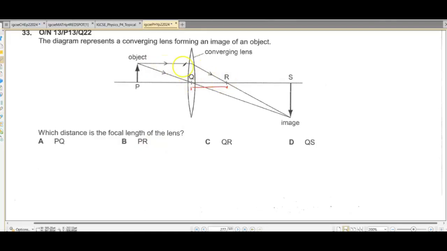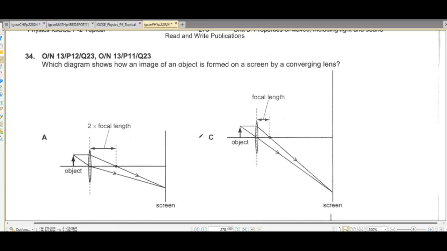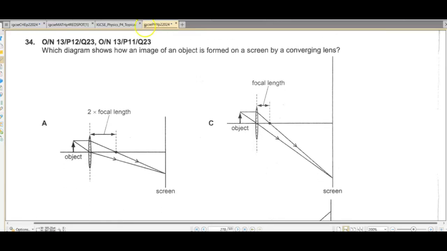As we can see, the rays after refraction from the lens are passing through this point. So QR is going to be our correct option over here. Moving on to question number 34. Which diagram shows an image of an object is formed on a screen by a converging lens?